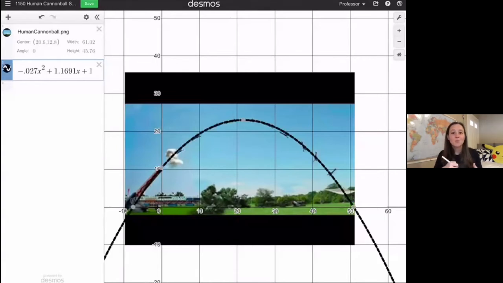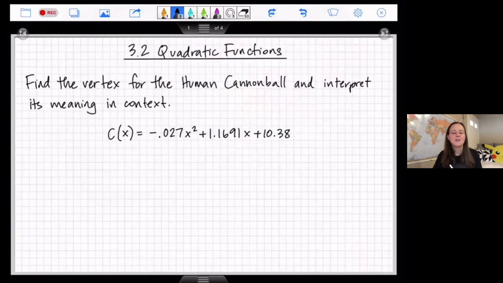In fact, all projectiles as they're moving through the air, whether they are rockets or footballs or human cannonballs, generally follow a parabolic path. So we're going to find the vertex of the human cannonball and interpret its meaning in context. I've copied that formula from the Desmos file for that quadratic function that approximates his path. And I didn't mention it when we were in the file, but those tick marks on the X and Y axis were measured in meters.